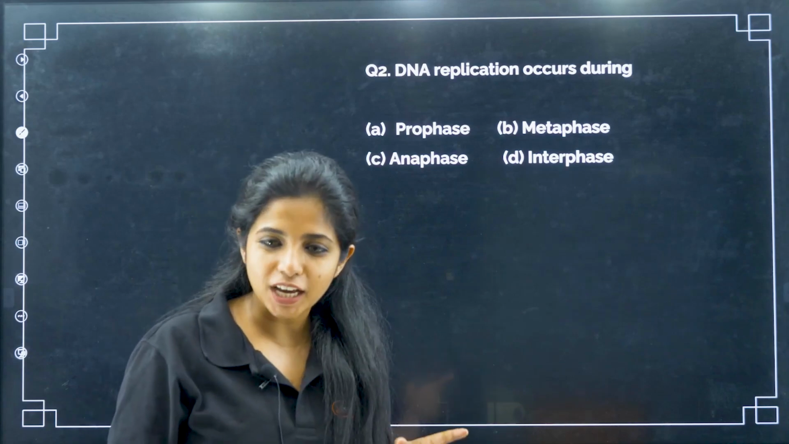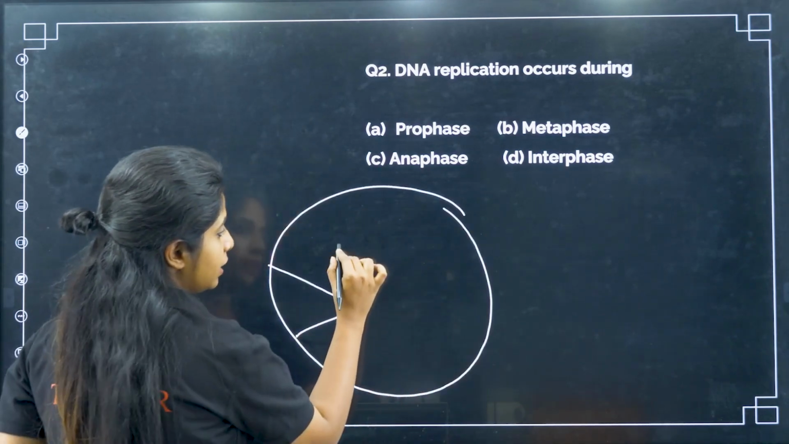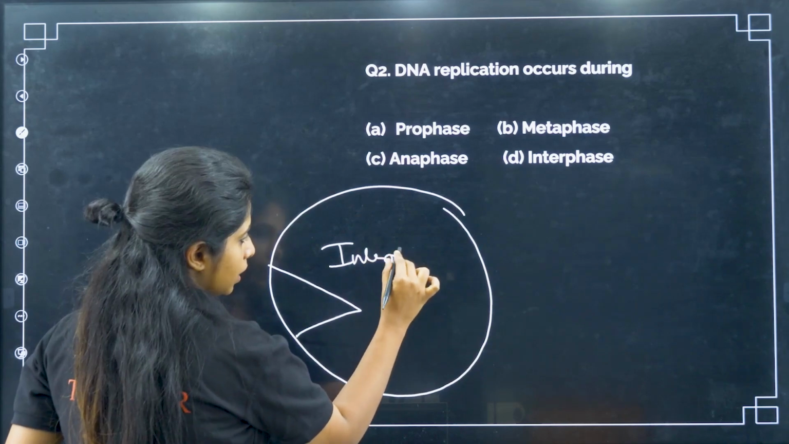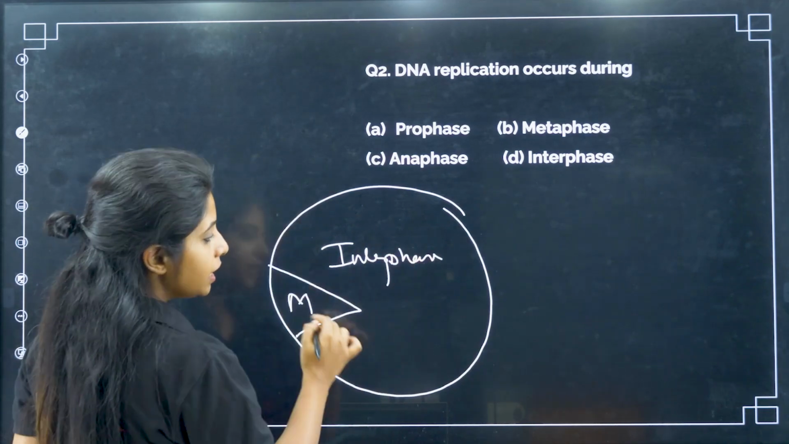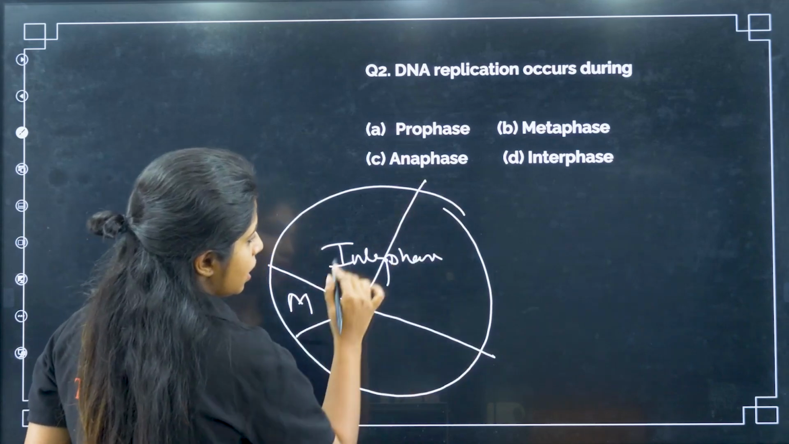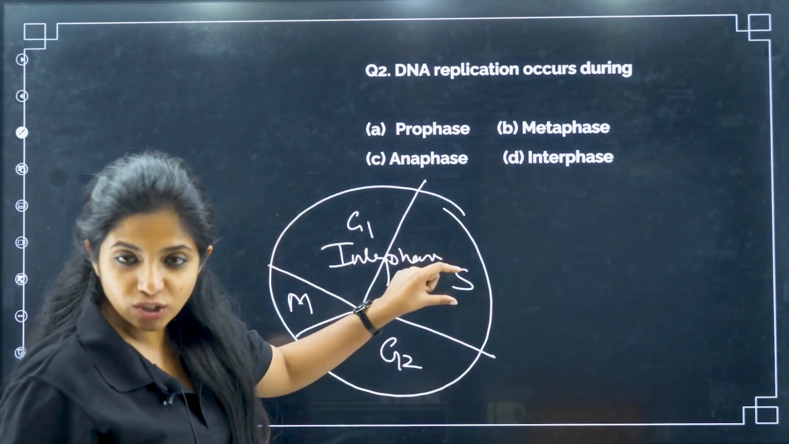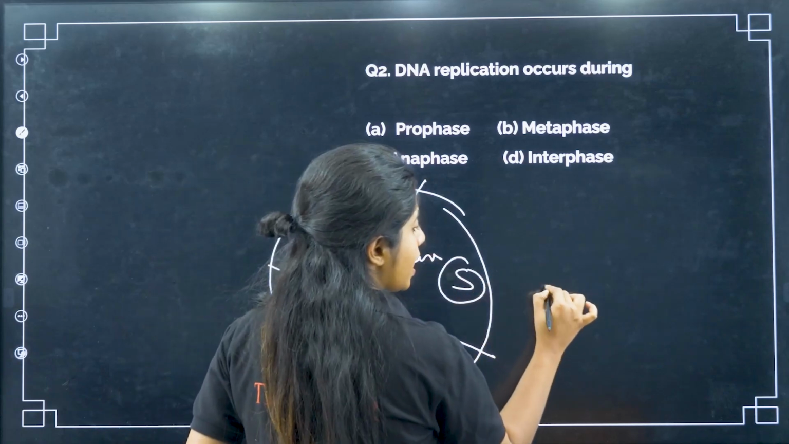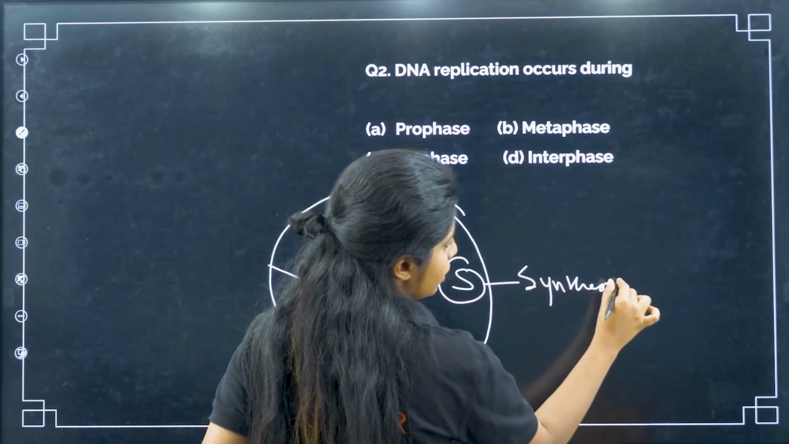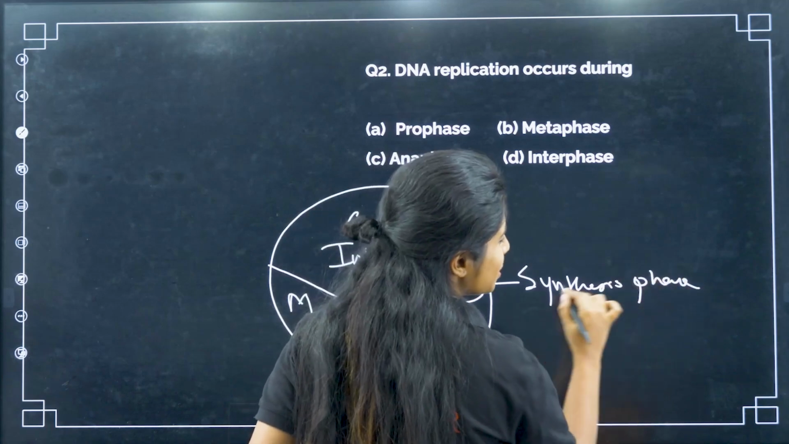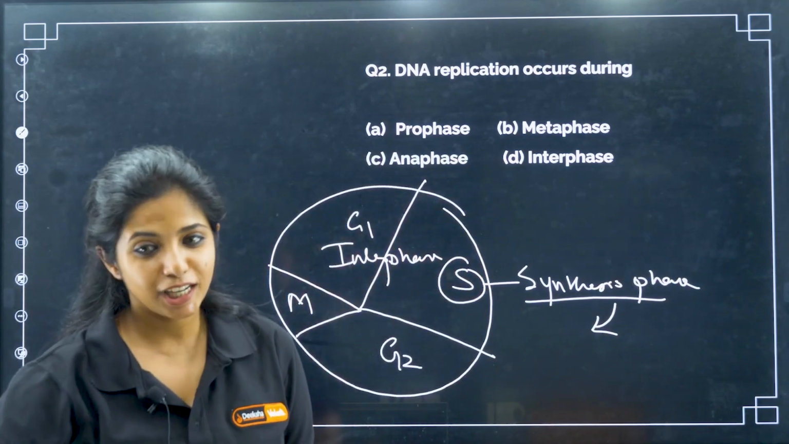So DNA replication happens during which phase? In the whole cell cycle, there is interphase and there is M phase. This is the M phase and that is the interphase. Interphase is again divided into 3 phases: one is G1 phase, one is S phase, and the other one is G2 phase. Now, S phase is also known as synthesis phase. Why? Because this is where DNA replication takes place. This is where DNA synthesis takes place, my dear children.